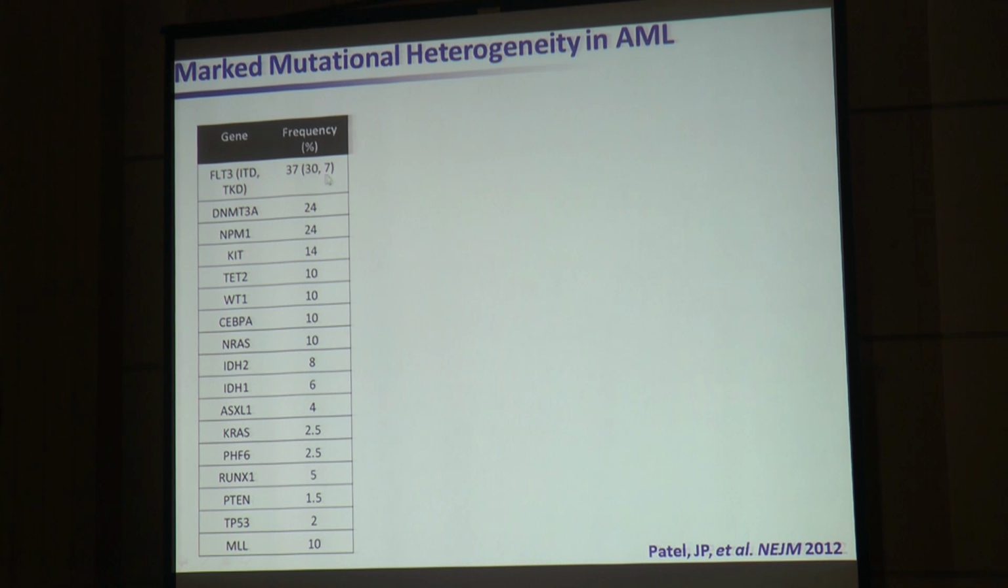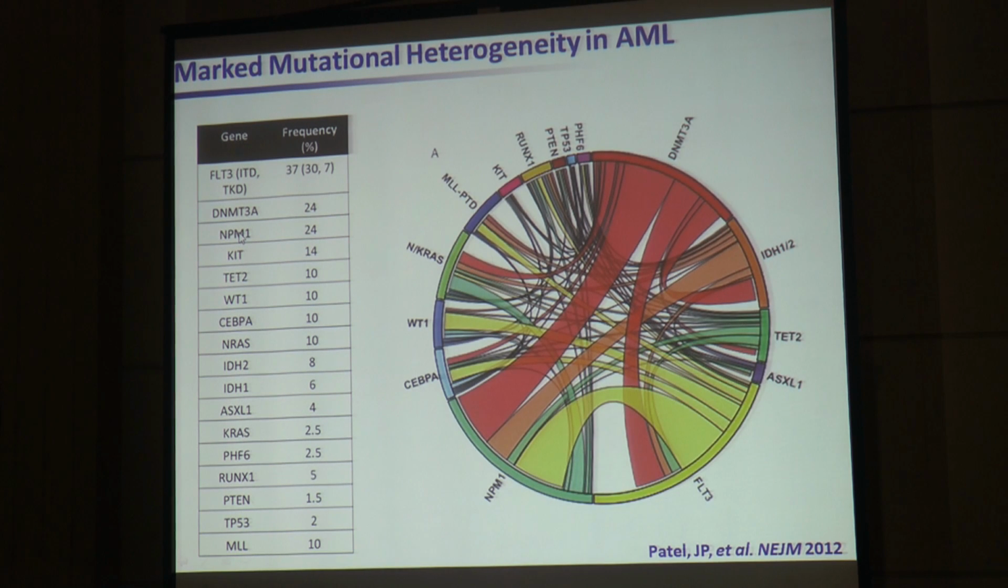So what we found was that about a third of the patients in this cohort were mutant for FLT3, but also DNMT3 and NPM1 were very common. And I just show this figure. These are sort of plots we put in this paper, which are so-called Circos plots, looking at the frequency of different genes that are mutated.